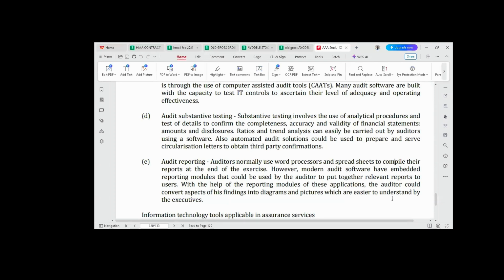So the first area that IT has impacted the process is the audit planning. Second one is the risk assessment process. Third one is evaluation of the internal control. Fourth one is the auditing, substantive testing. And the fifth one is audit report. I hope that is clear.